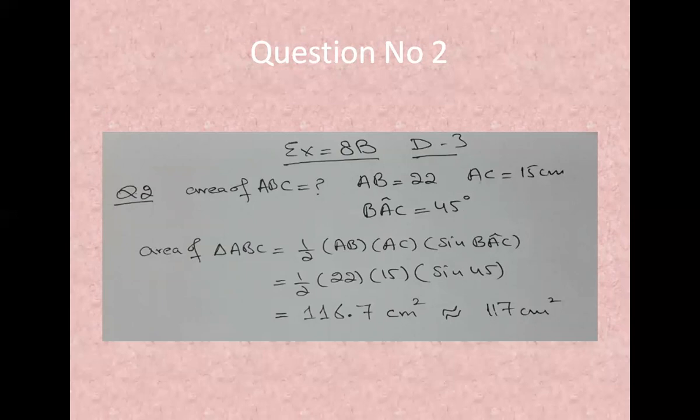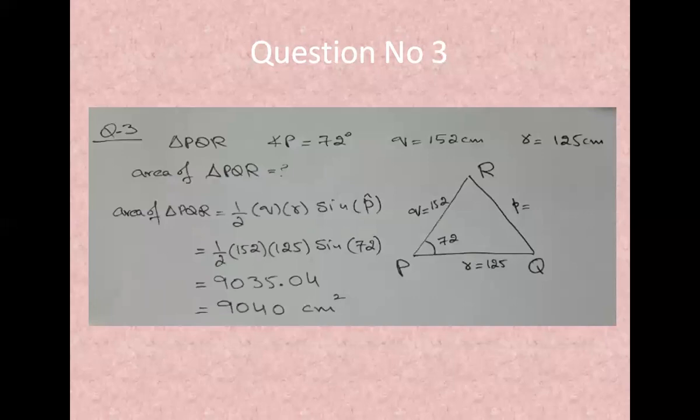So the area of the triangle ABC will be 1 by 2 into AB into AC into sine of BAC, the two sides and the included angle between them. Just substitute the values, and that will be 1 by 2 into 22 into 15 into sine 45 equals, and that will give you 116.7 centimeters square, which is approximately 117 centimeters square.